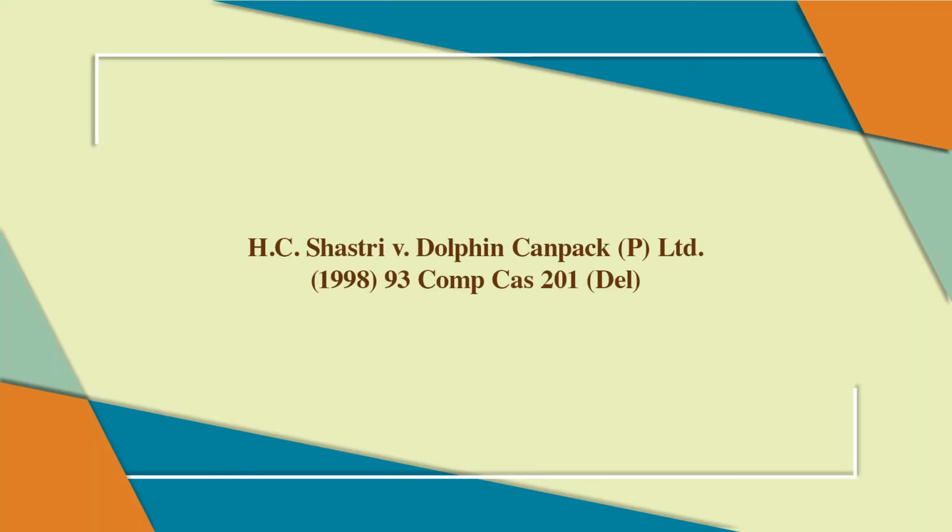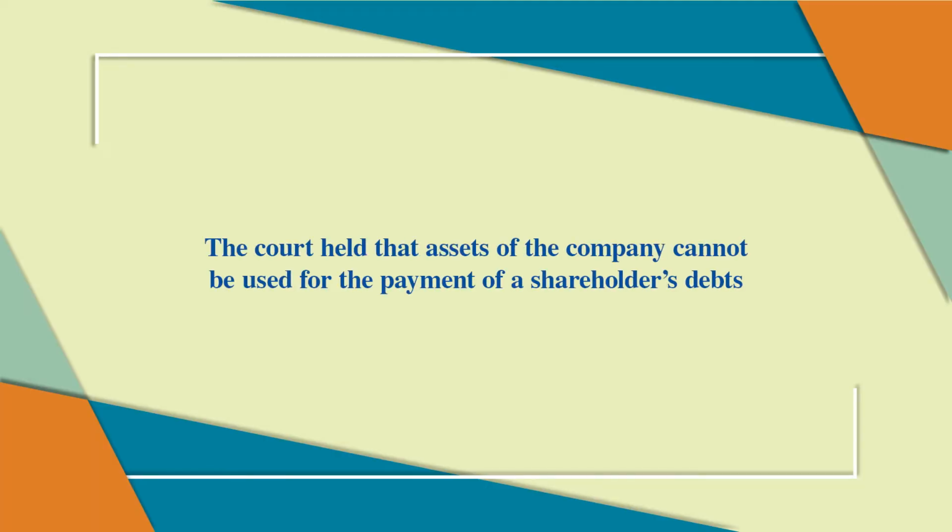In H.C. Shastri versus Dolphin Can Pack Private Limited, it was observed that neither a shareholder nor a director has any right in the property and assets of the company, which is a separate juristic entity distinct from the shareholders. The shareholder who buys shares does not buy any interest in the property of the company, which is a juristic person entirely distinct from the shareholder. The shareholder, as an investor, becomes entitled to participate in the profits of the company and have a say in the management as per law. The court held that the assets of the company cannot be used for the payment of the shareholders' debts.